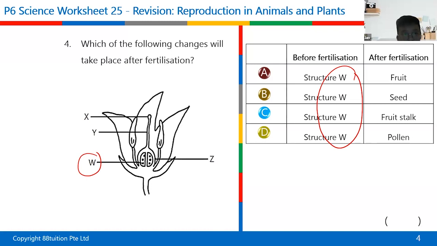Ovules. Very good. Ovules. And some of you also typed that in. So ovules will develop into seeds. That's why the answer is B. Still, I see some errors.